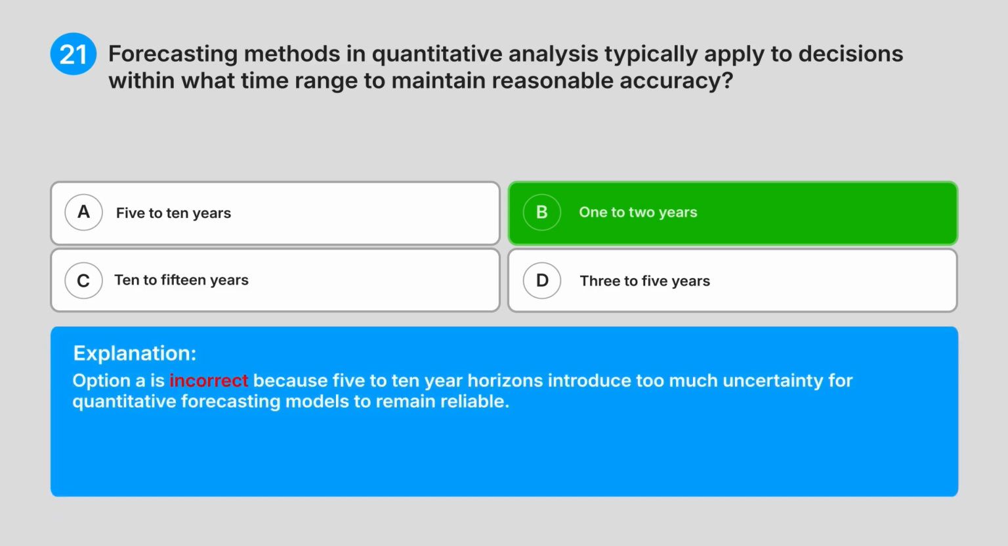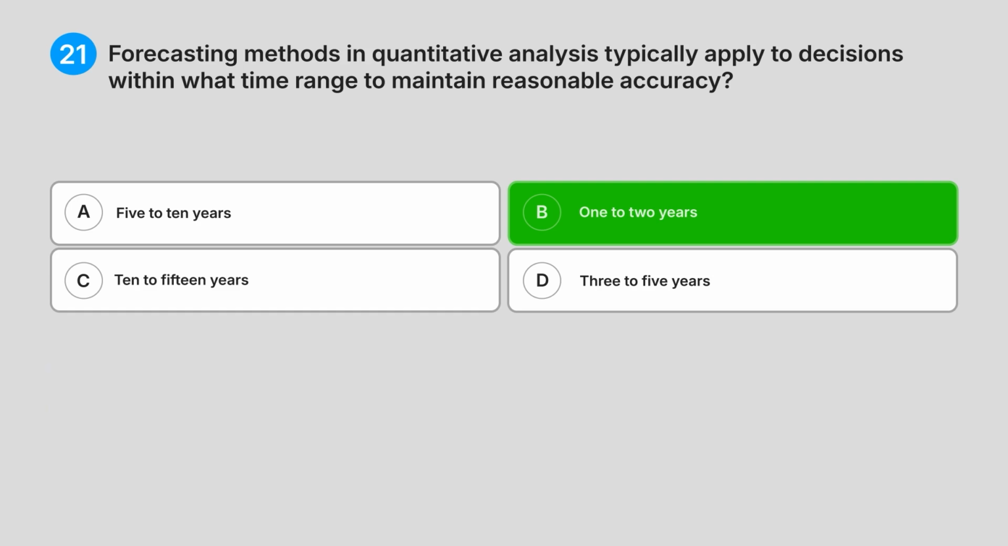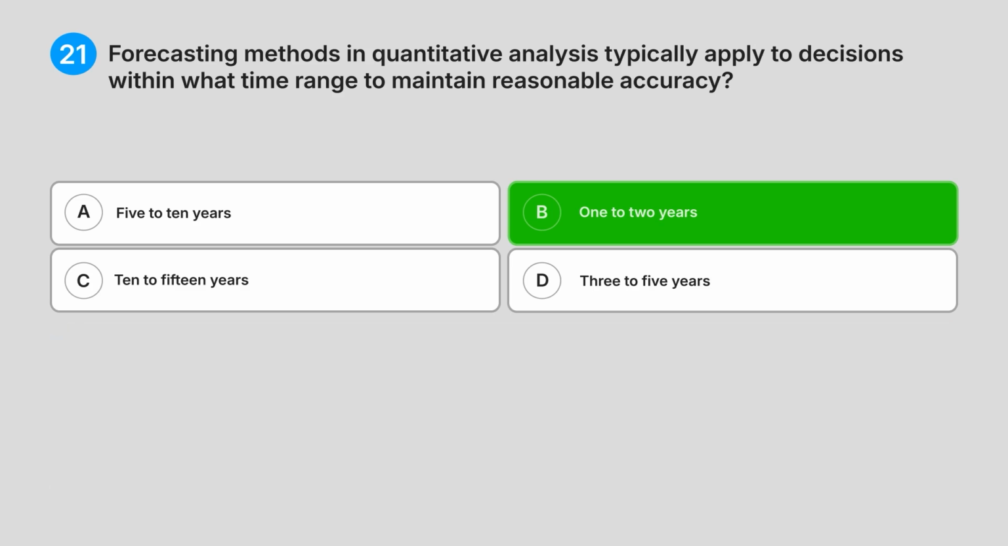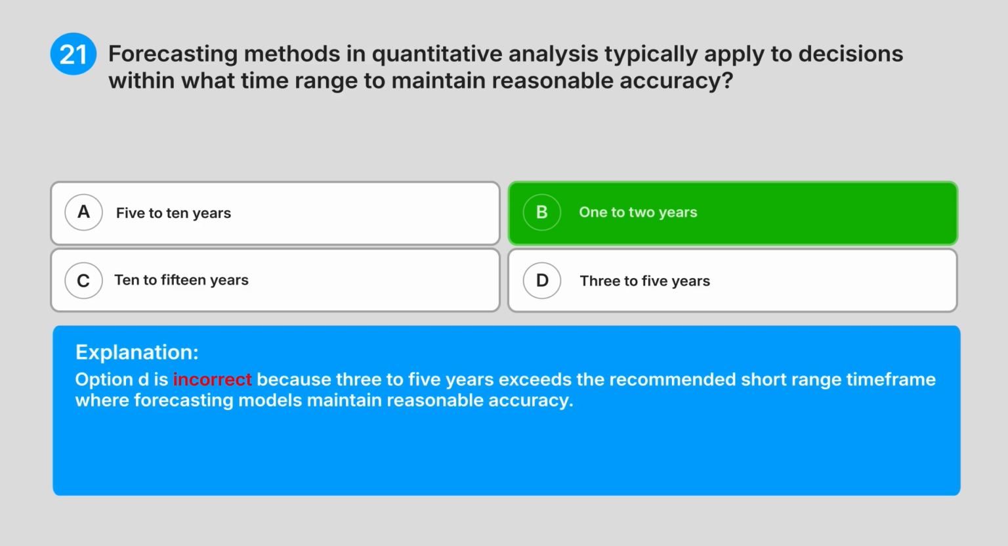Option A is incorrect because 5 to 10 year horizons introduce too much uncertainty for quantitative forecasting models to remain reliable. Option C is incorrect because 10 to 15 years extends far beyond the reliable range of most quantitative forecasting method capabilities. Option D is incorrect because 3 to 5 years exceeds the recommended short-range timeframe, where forecasting models maintain reasonable accuracy.